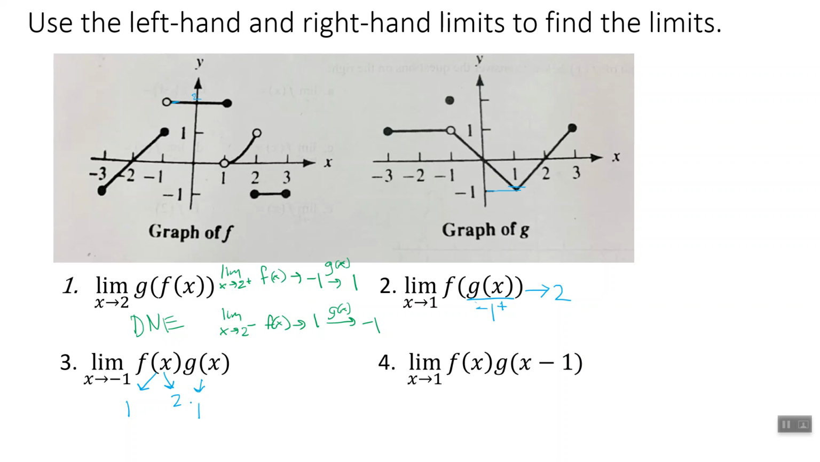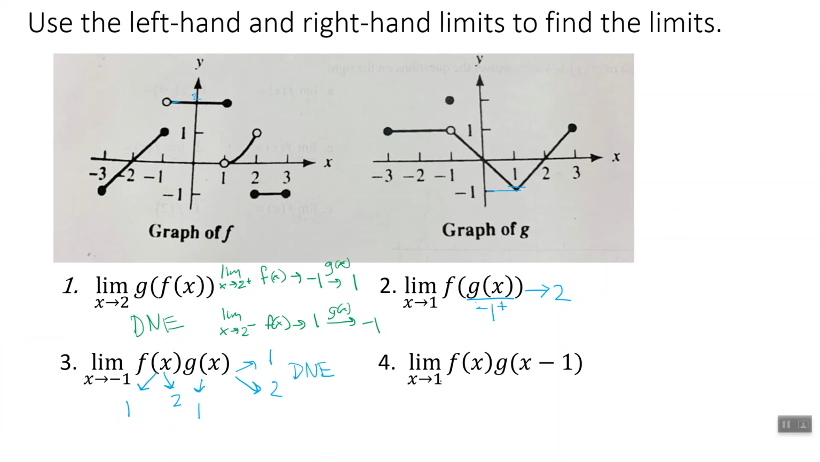All right, so it could be 2 times 1, or it could be 1 times 1. So that means this on one side is going to 1 times 1. On the other side, when we put these together, it's going to 2. Since it's going to two different things from each side, this one does not exist. All right, let's check out this last one here.